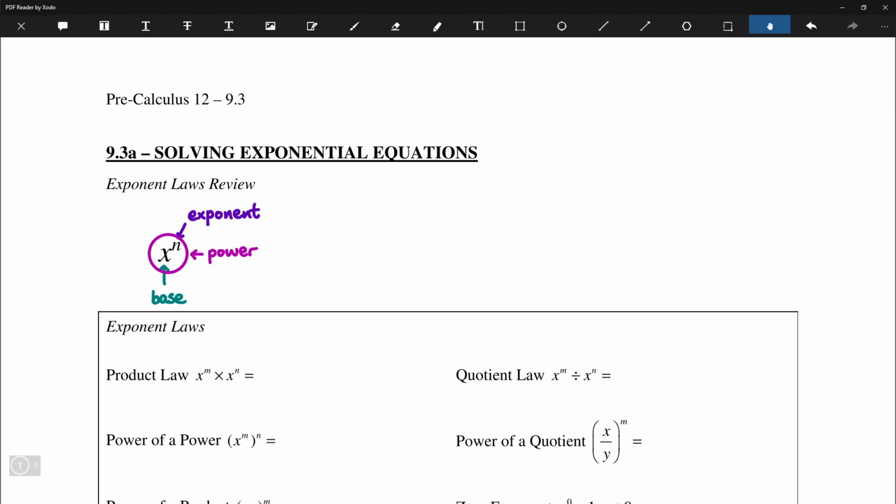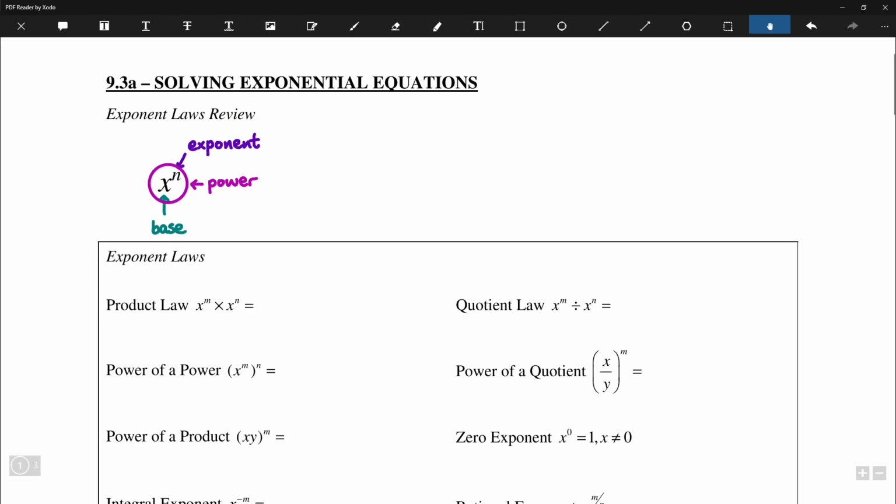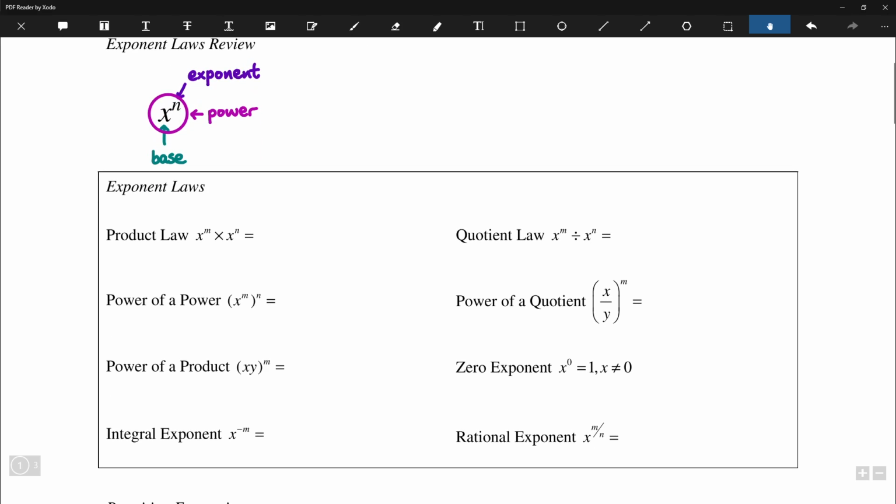So some exponent laws that we need to know in order to solve exponential equations. Starting with the product law, x to the m power times x to the n power is equal to x to the m plus n power. Likewise, we have the quotient law, so if we were to divide those two powers instead, we take the difference of the exponents. Next, if we have power of a power, for example, x to the m to the n power, we can multiply the exponents together.